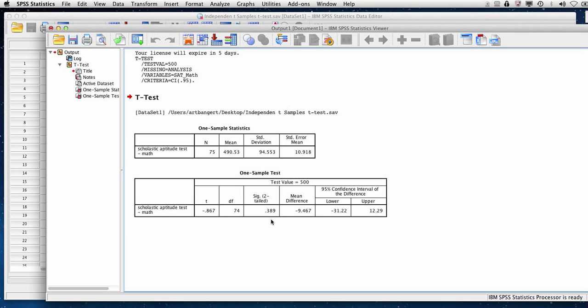So in this case, because our probability, our chance of making a mistake, is so high and exceeds our 0.05 or 5% type 1 error rate, we're going to accept the null hypothesis and say that this little over 9-point difference between the sample mean and the population mean is due to sampling error, and the result is not significant.